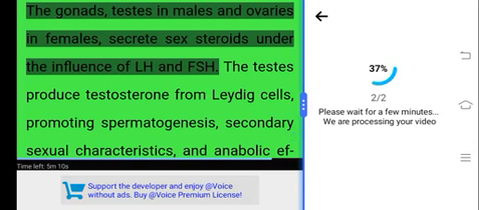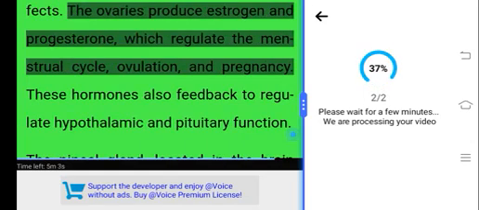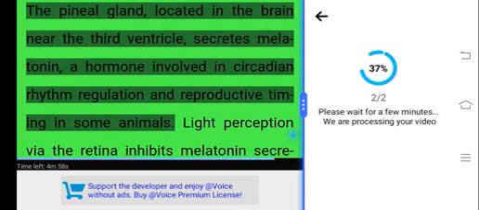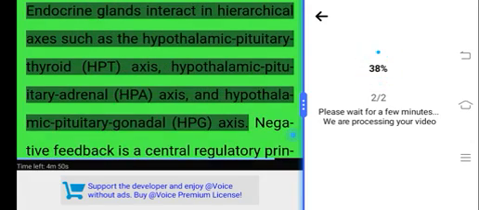The gonads, testes in males and ovaries in females, secrete sex steroids under the influence of LH and FSH. The testes produce testosterone from Leydig cells, promoting spermatogenesis, secondary sexual characteristics, and anabolic effects. The ovaries produce estrogen and progesterone, which regulate the menstrual cycle, ovulation, and pregnancy. These hormones also feed back to regulate hypothalamic and pituitary function. The pineal gland, located in the brain near the third ventricle, secretes melatonin, a hormone involved in circadian rhythm regulation and reproductive timing in some animals. Light perception via the retina inhibits melatonin secretion, linking it to photoperiodism.